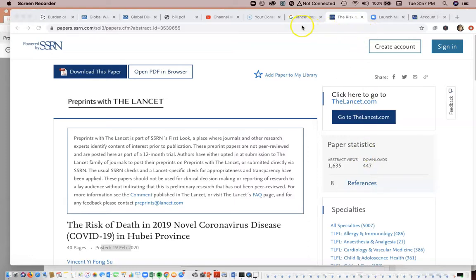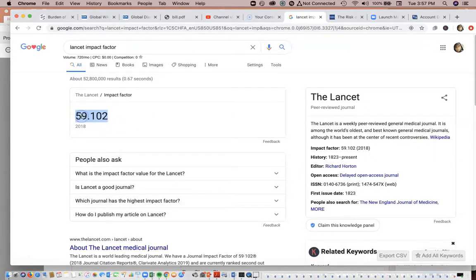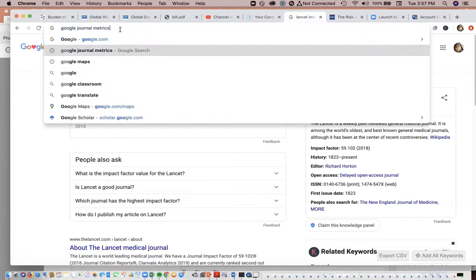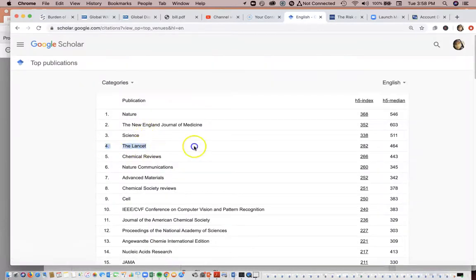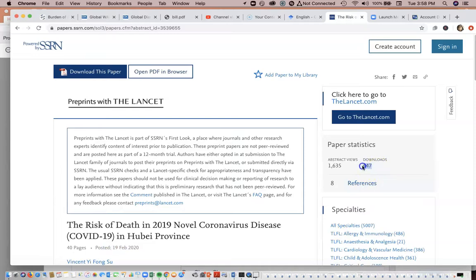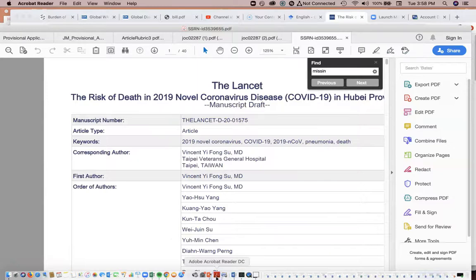And we know a lot about Lancet being a great journal. It's got an impact factor of 59. If you were to do the Google journal metrics on it and look up what the impact factor is for it, it'll show up on the first page, 282. So probably the fourth most cited journal in the world. And out of all the people in the world looking at this article that's scheduled to be printed, only 447 people have ever downloaded it. So looking at this particular article, we're going to focus on the risk of death of this particular virus among those who actually get infected with it.